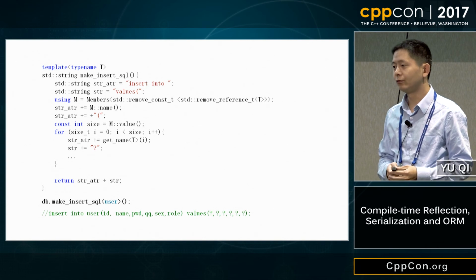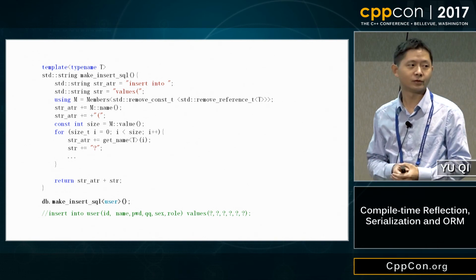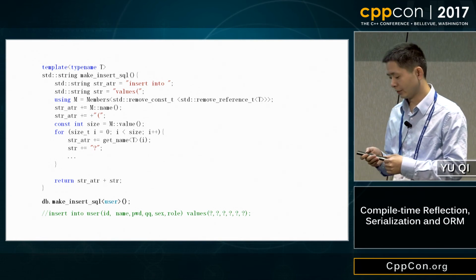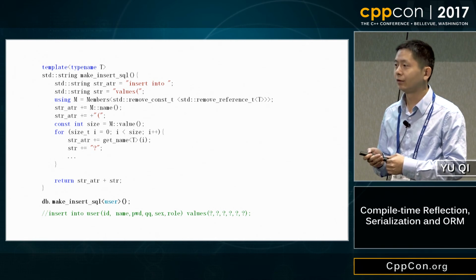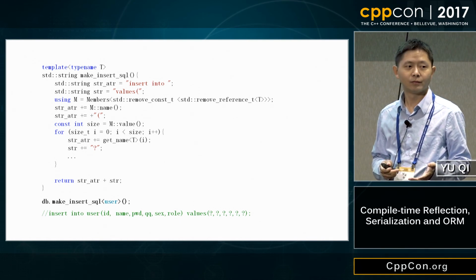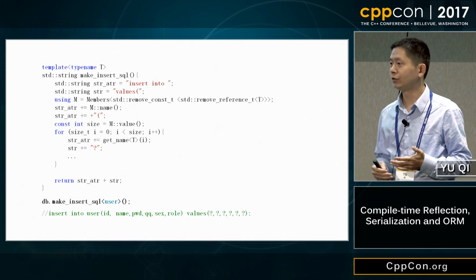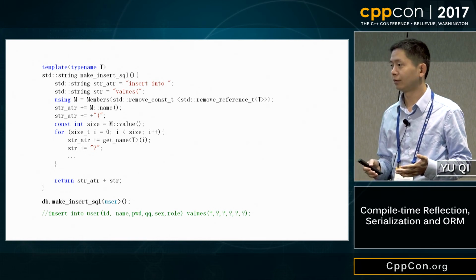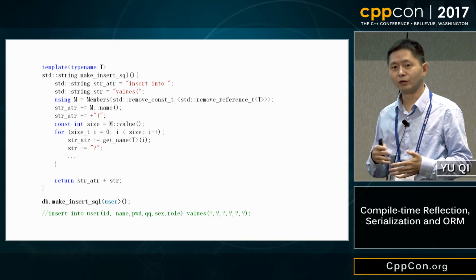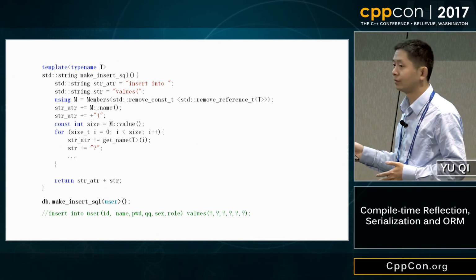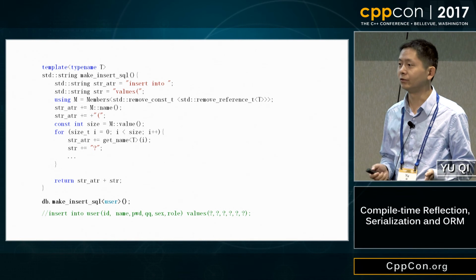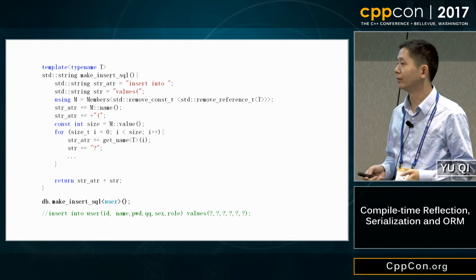And you can also use reflection to generate the SQL script automatically. This function is also useful because it can generate the SQL script automatically. Because maybe you will change the data table, but if you use the automatic method, you don't need to change the script because it can be generated automatically. So it's also very useful to develop the ORM library.